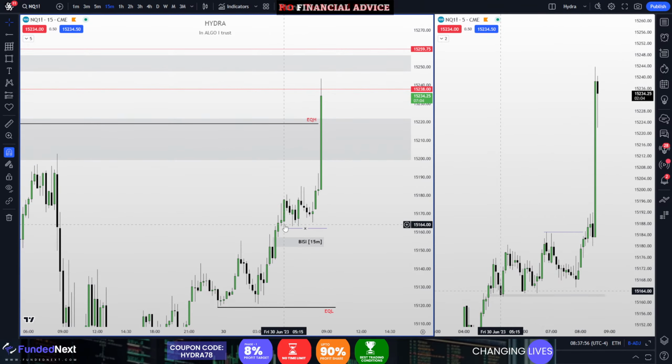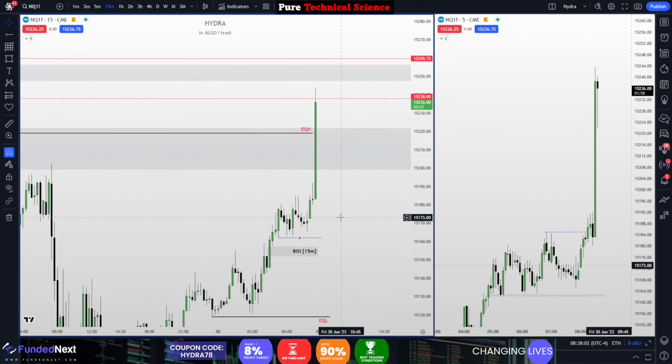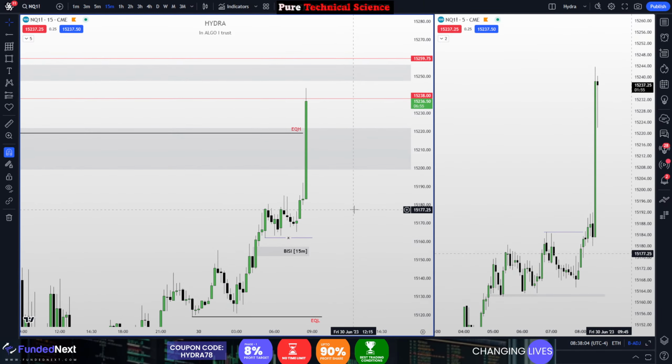I have a target, I have a logic for price to revisit these levels, and that's the reason I'm expecting to see bearish price action at 9:30. So let's see how price behaves at this volume imbalance. It is reaching for this daily volume imbalance on Nasdaq.